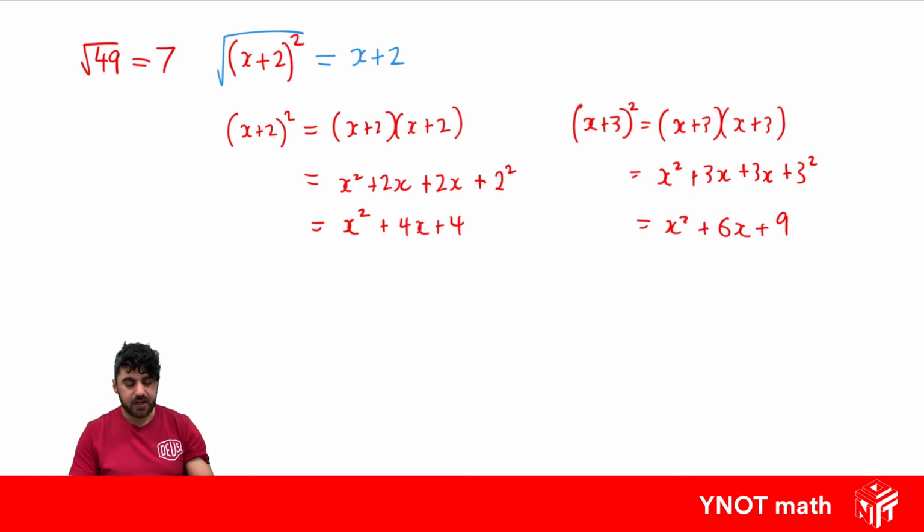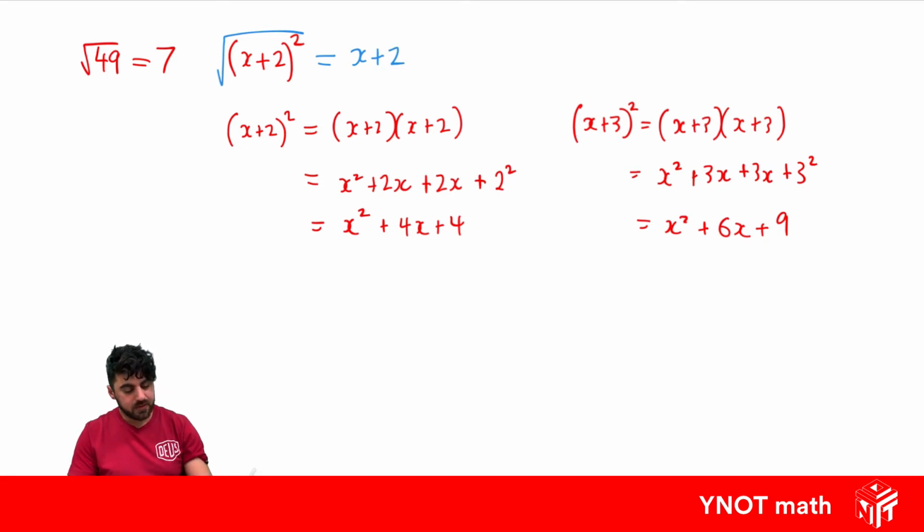And we can actually develop a little bit of a shortcut here, because we know every time that we're squaring, we're squaring the first term, timesing these two together and then doubling it. So x times 2 is 2x, double that is 4x, and then we're squaring that last term. 2 squared is 4, and it works the same here. Square the first term, x squared, times these two together, 3x, double it, 6x, square that last term, 9.